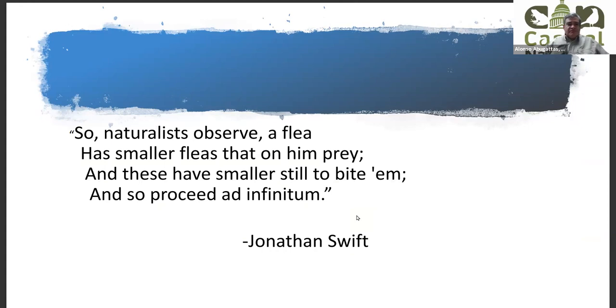This is by Jonathan Swift: "So naturalists observe a flea has smaller fleas that on him prey, and these have smaller still to bite them, and so proceed ad infinitum." Folks, everything has something else to feed on it. I showed you that example of those tiny little insects on there. We have mites that infest different kinds of beetles, we have these little pollen mites, we have ticks, and they have mites. It's the same sort of thing, and it's kind of a neat thing. Everything out there is some kind of habitat or food for something else.